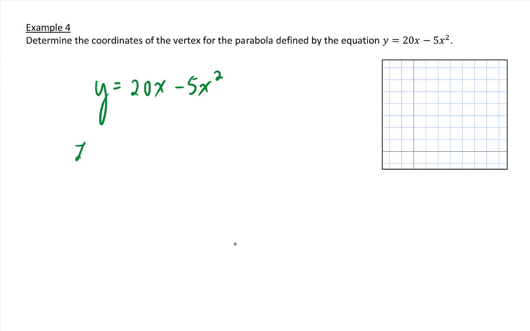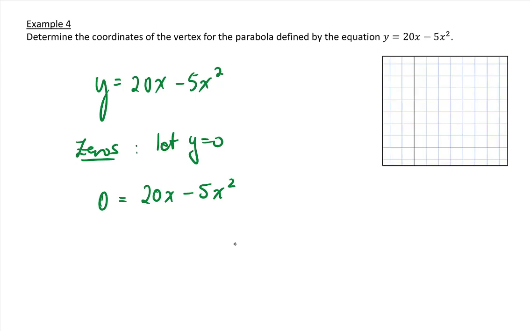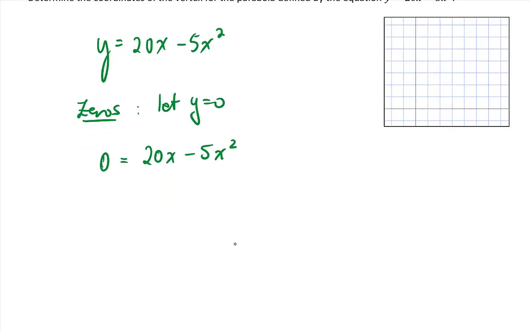So remember, the first step to find a vertex is to look for the zeros. And the zeros are where y equals 0. So we're going to start with this. 0 equals 20x minus 5x squared. This is in standard form. In order to find the zeros, we need to get it into factored form. So now we are going to factor.